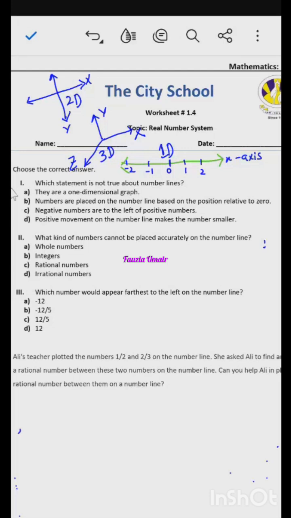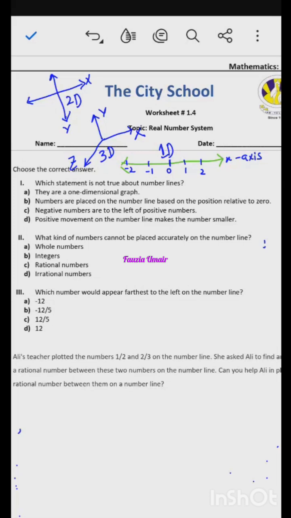Please raise your hand for the answer, beta. So do you think it is true that numbers are placed based on the 0? No, ma'am. You don't think so? So Arshman, yes beta.